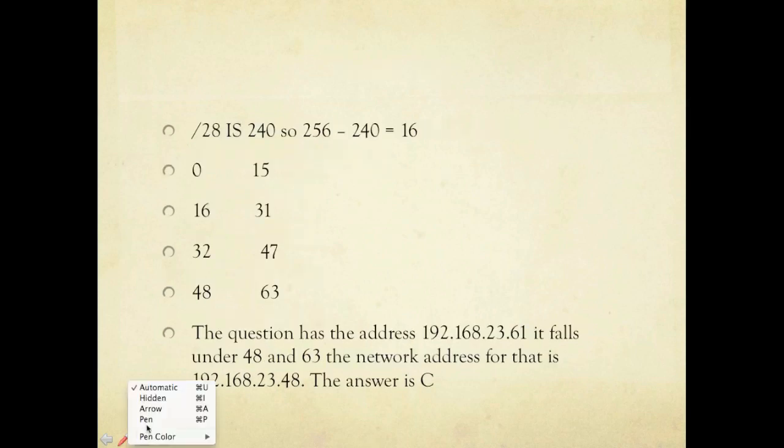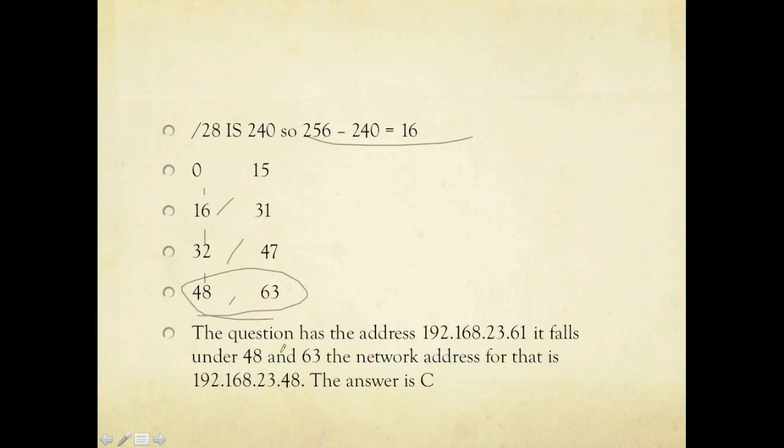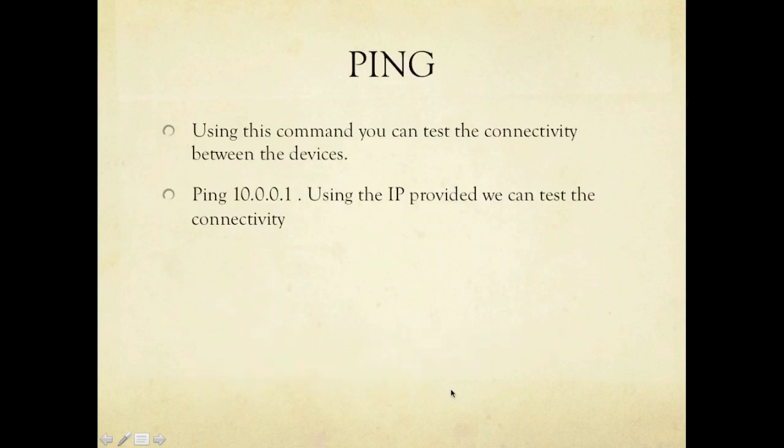Okay, so slash 28, I already told you, is going to be 240. So 256 minus 240 is going to be 16. So prepare the 16 table, 16 minus 1, 32 minus 1. So you have prepared it. The question has the address 23.61. So it falls between 48 and 63. So the network address must be 48. So the answer must be C, right? So this is one of the simplest questions.